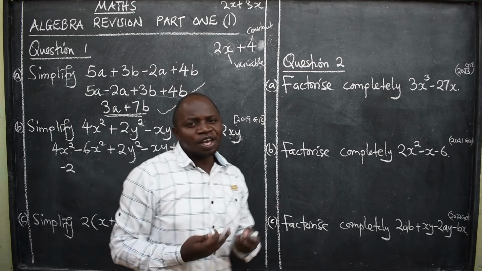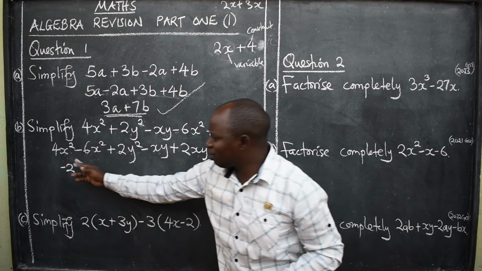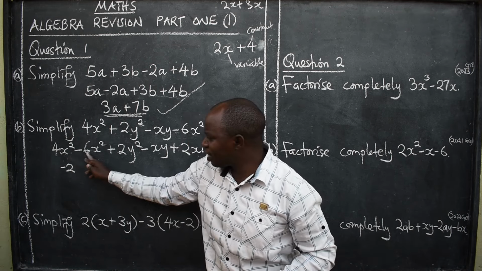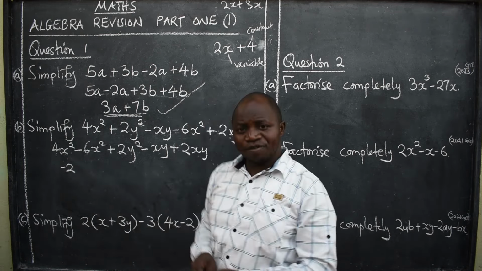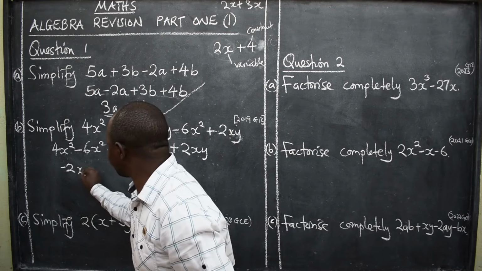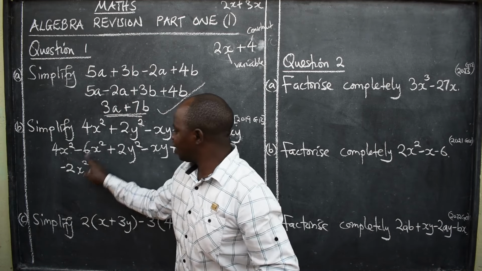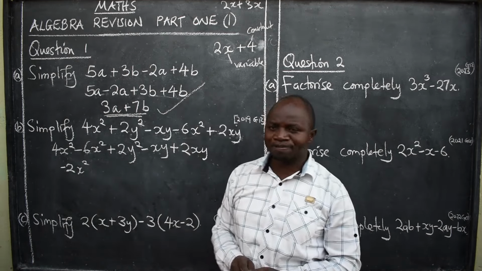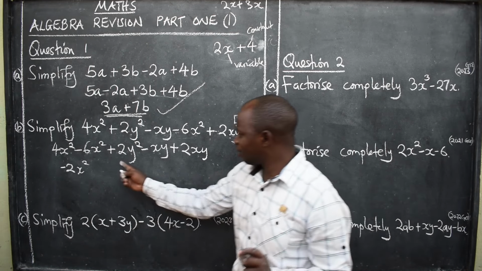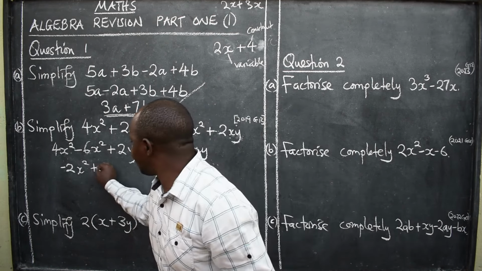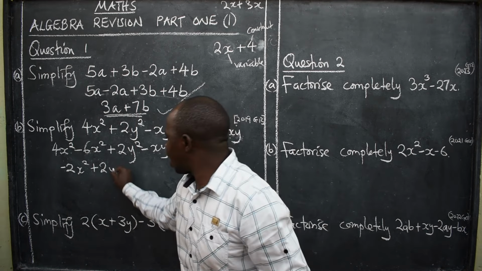What next that you are going to do? 4 minus 6 here is negative 2. So you're going to write negative 2 here. The variable involved is x squared. So the answer to this is negative 2x squared. This one is alone. Okay? This one is just alone. So I'll say plus 2y squared.